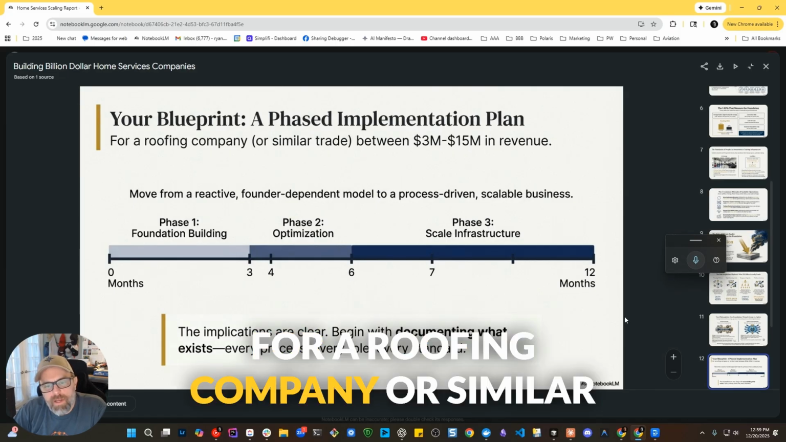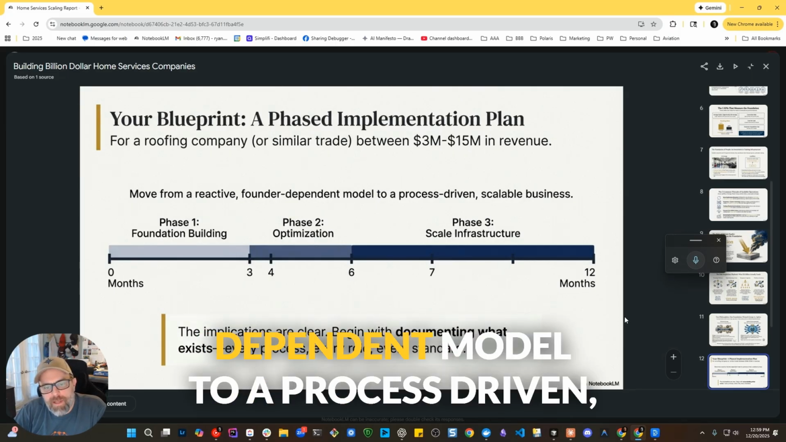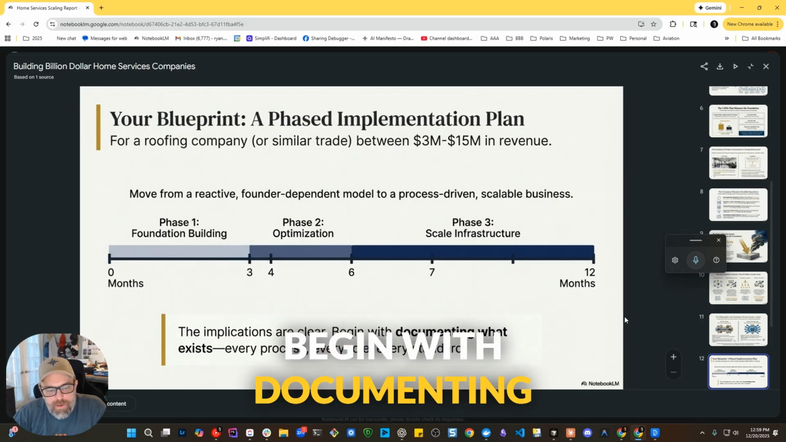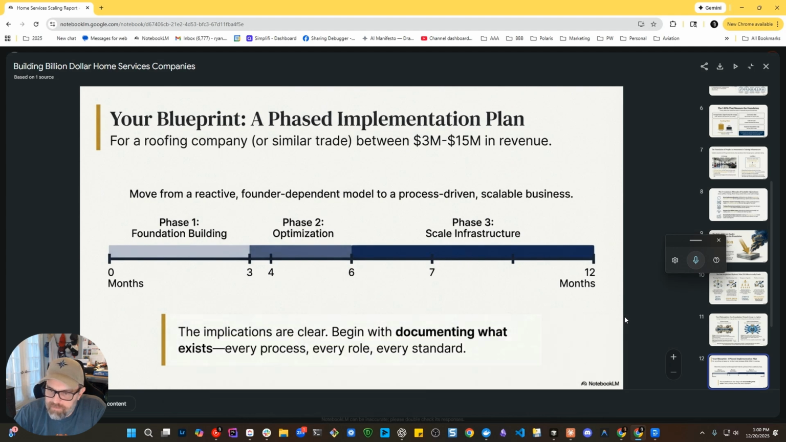For a roofing company or similar trade, move from a reactive, founder-dependent model to a process-driven, scalable business. Begin with documenting what exists. Every process, every role, every standard.